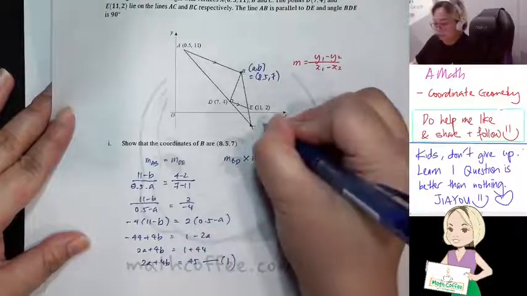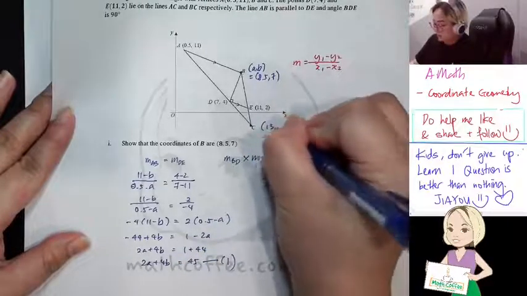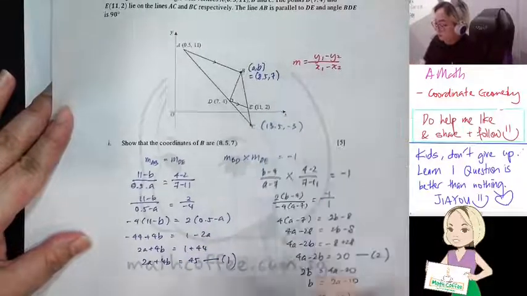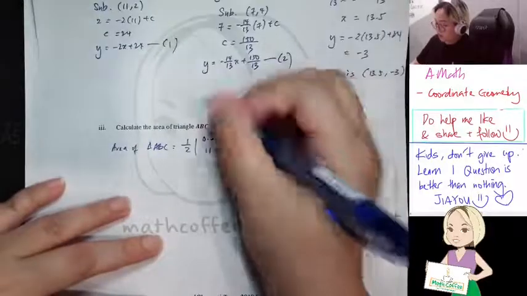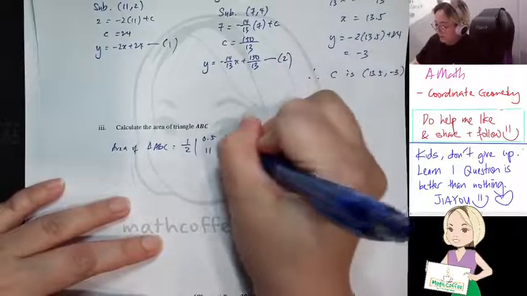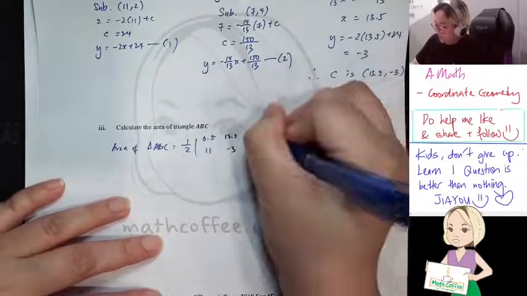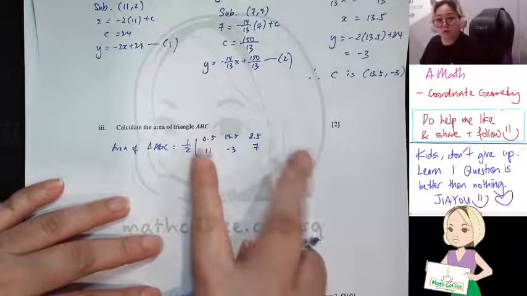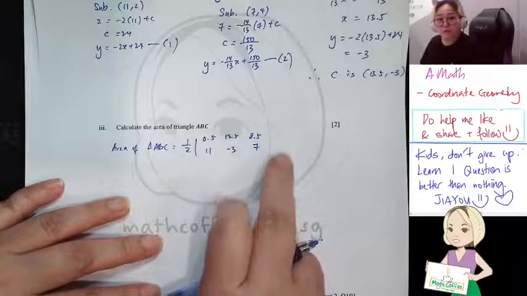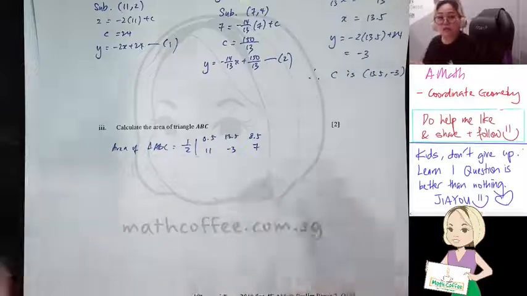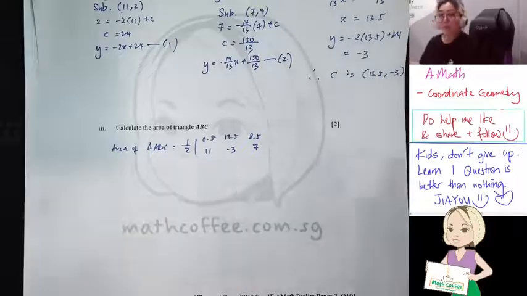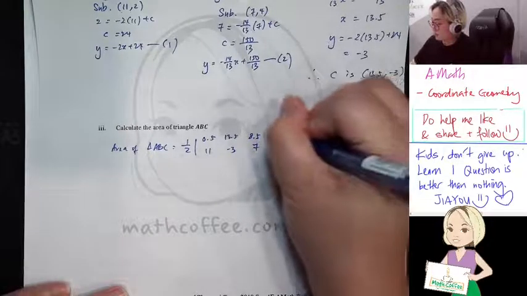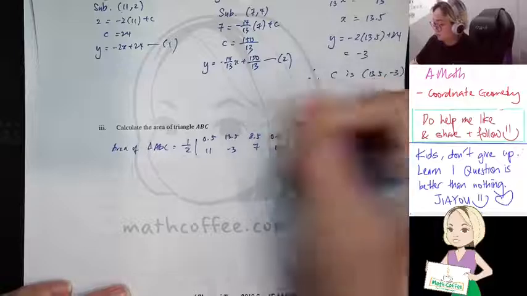So I'm going to put in my C. My C just now was (13.5, -3). So now I will put 13.5 and -3, then (8.5, 7). And take note, must always close back. You start from this point, you must end with the same point. It's like you have a closed loop. If not, it's open and you cannot find the area. So must close it back to the same one.